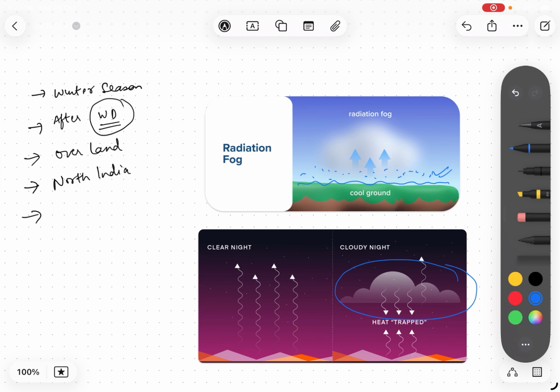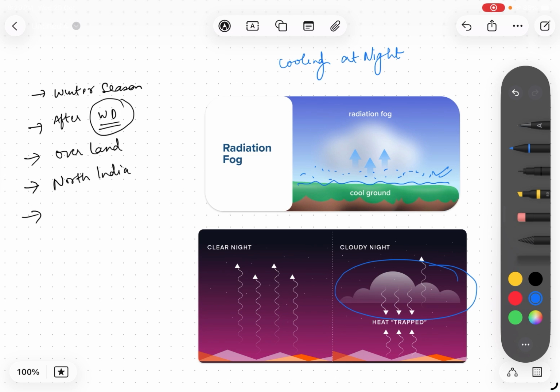If there are clouds present, in that case the heat will be trapped, so the formation of radiation fog is less. If more clouds are there, maybe radiation fog won't happen. Because for radiation fog to happen, there has to be cooling. That is called cooling at night, right? You must have heard of it.